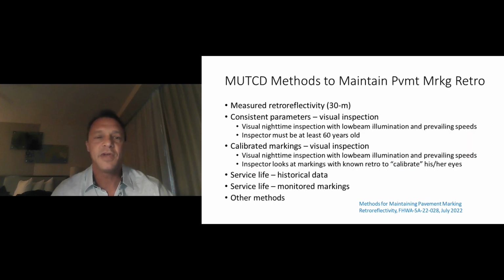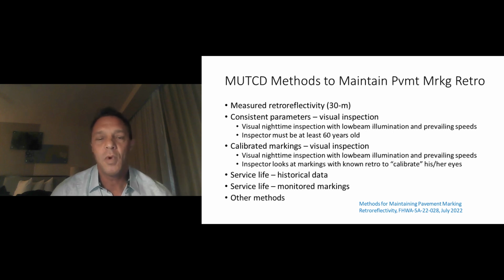Okay, so now that we've covered that, compliance means agencies must implement a method to maintain retro. It doesn't mean you have to hit 50 for every line in your agency. It means you have to have a method in place designed to maintain pavement marking retro.